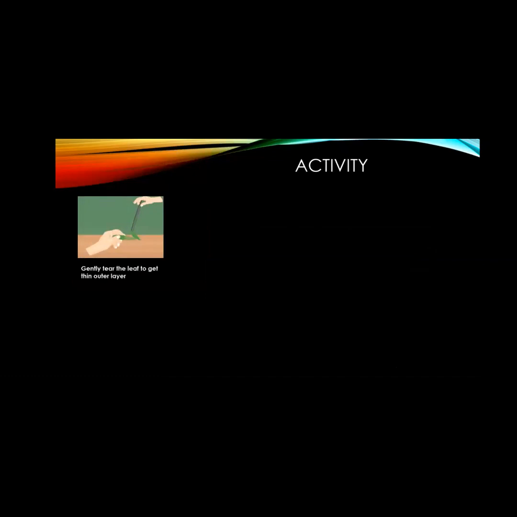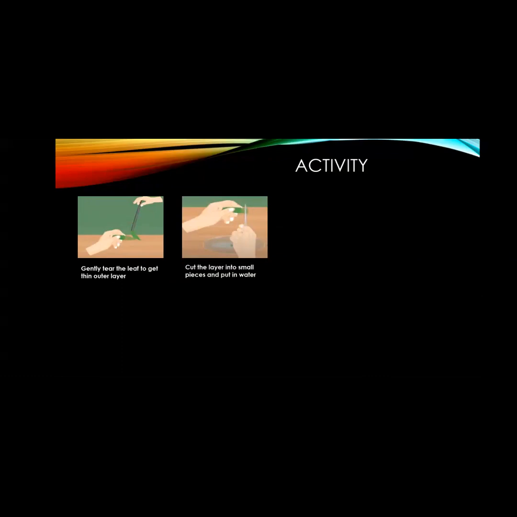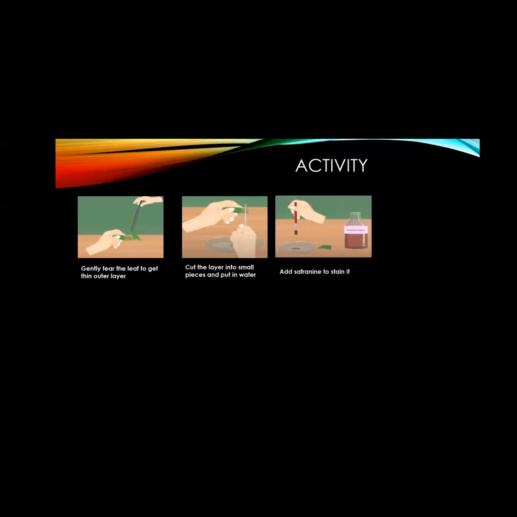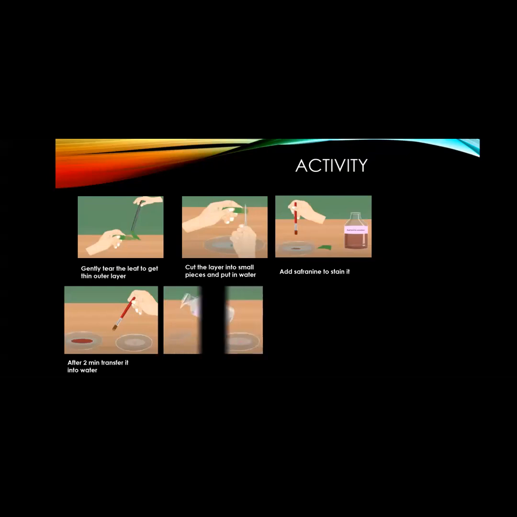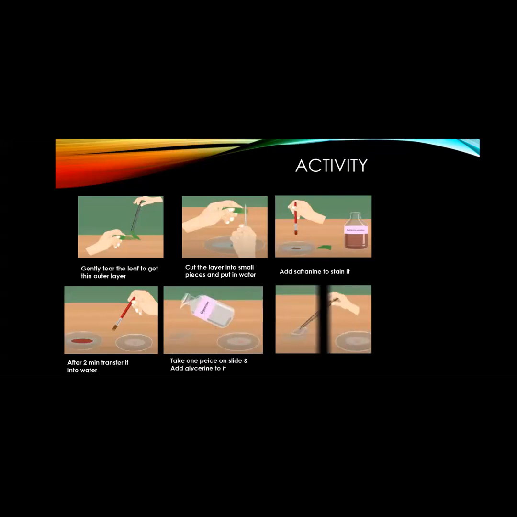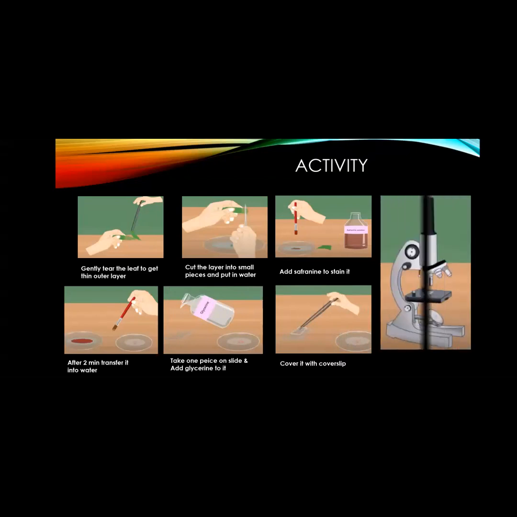See, now this is how the activity is performed. Hold the leaf or cut the leaf obliquely, take a thin section, put it in the safranin, keep it for 1 minute, then take it again back into the water and spread it over the slide. Add a drop of glycerin and then cover it with the cover slip. After covering with the cover slip, observe it under the microscope.